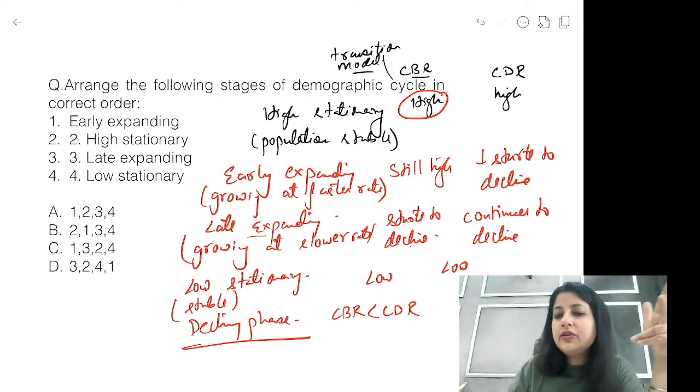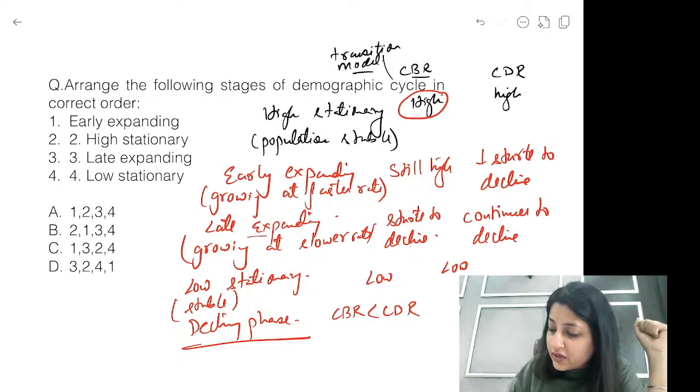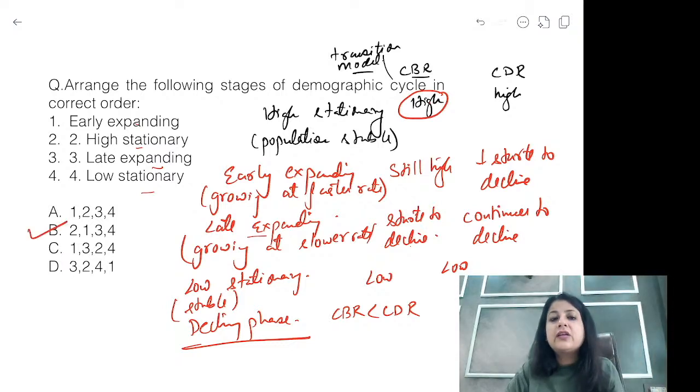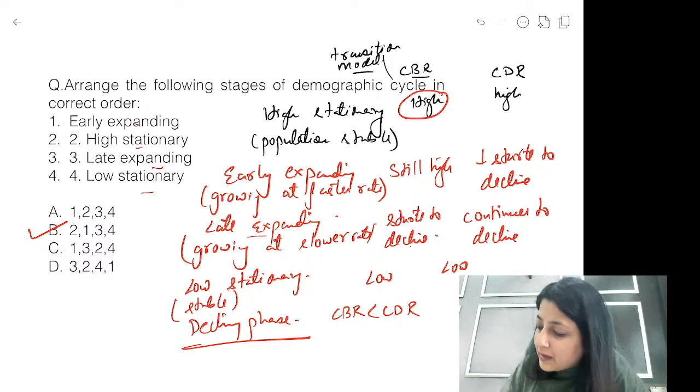Okay, so you should know all these things. Try to get the concept right over here. So first it is high stationary, early expanding, late expanding, low stationary. Clear? So that was the first question. Now which stage is not desirable by any country? Please remember, this is not desirable.